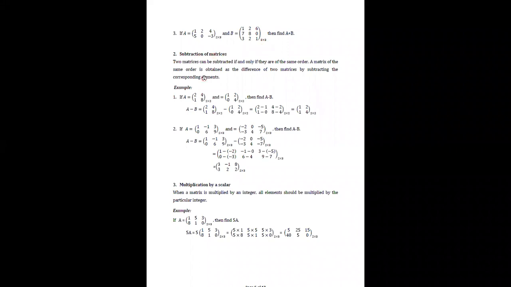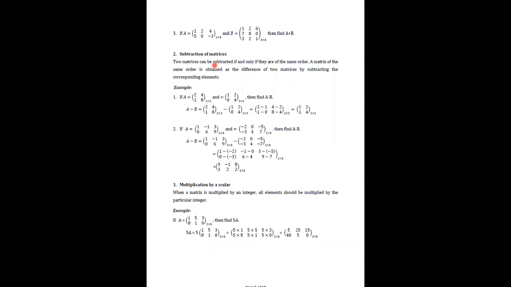Then we will move to the next one. It is the subtraction of matrices. When we are looking for matrix subtraction, here also we need to check the condition which we have checked previously, as to whether the matrices are conformable for matrix subtraction.